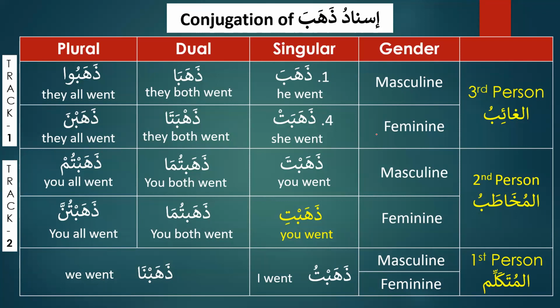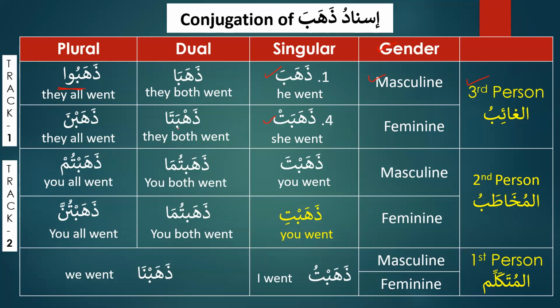We have learned that the past tense in Arabic always starts with the third person singular. So we have gender here, we have masculine, and we have singular over here, which is dhahaba. Dhahaba, he went, we have learned about it. Then the dual is dhahaba, and the plural is dhahabu. And we have learned it already. Then for the singular feminine, third person, we say dhahabat. That means she went.